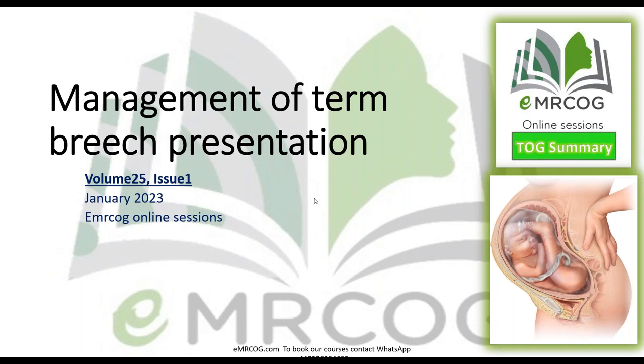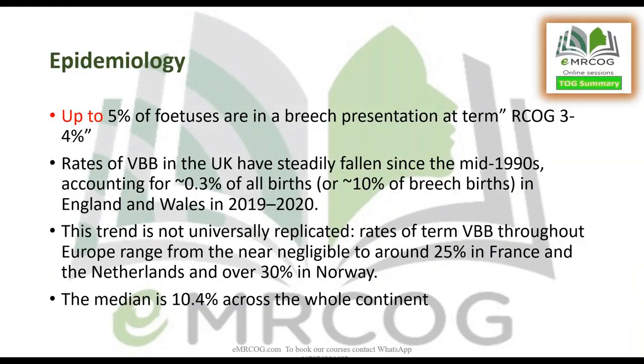Hopefully the background information in this TUG article is easy to use, so we will not spend much time on it, but we will spend time on the explanation of the physiological breech birth. Okay, so the epidemiology is the same: up to 5% of fetuses are in the breech position at birth. In the RCOG guideline, it was around 4%, not much different.